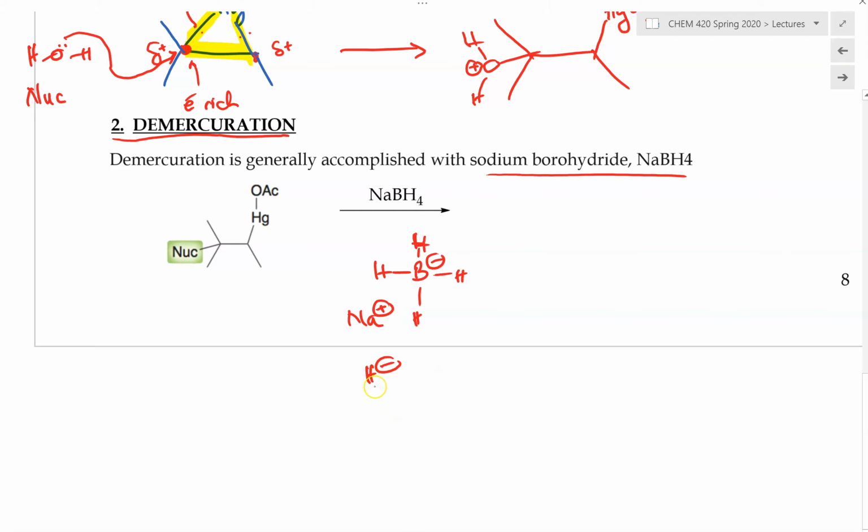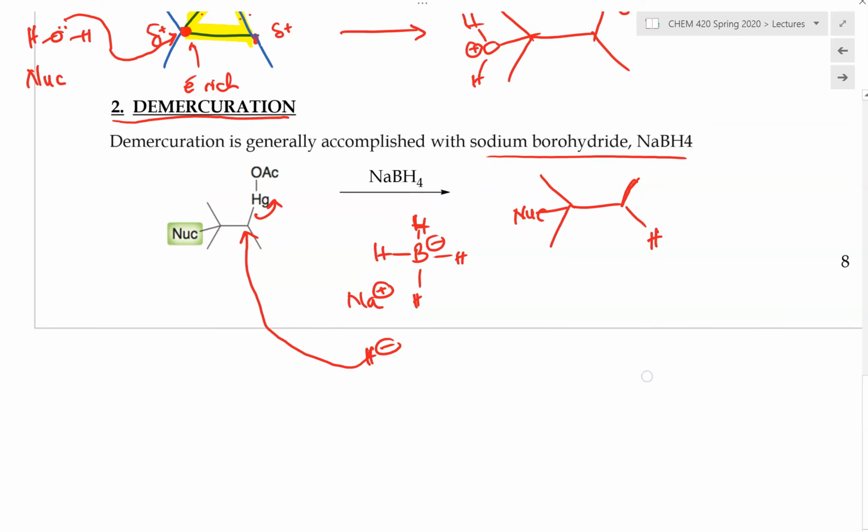And now the hydride from the sodium borohydride will come in, attack this group right here, and kick off this group. And therefore in the product, this is what we're going to have. So our nucleophile, whatever our nucleophile here would be, and as for the other group, we now have the hydrogen over here. So that would be the product. And if our nucleophile is water, then now we have the OH group over here. And that's how we can convert an alkene into an alcohol.